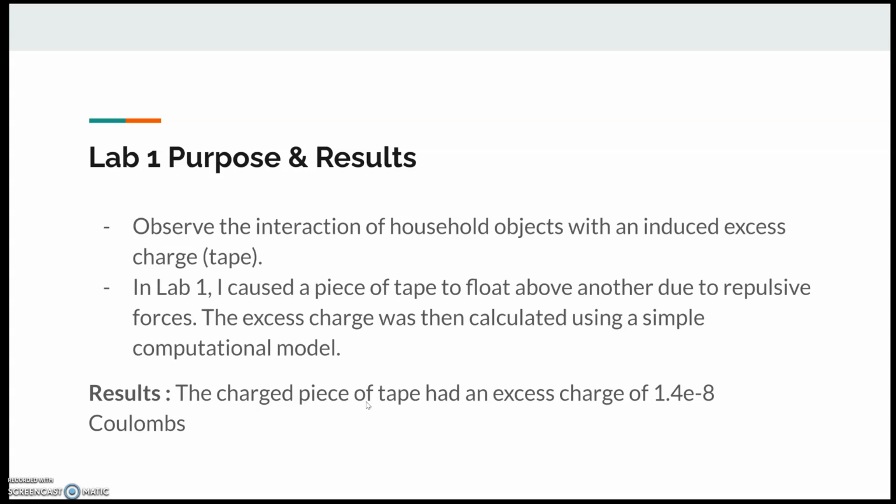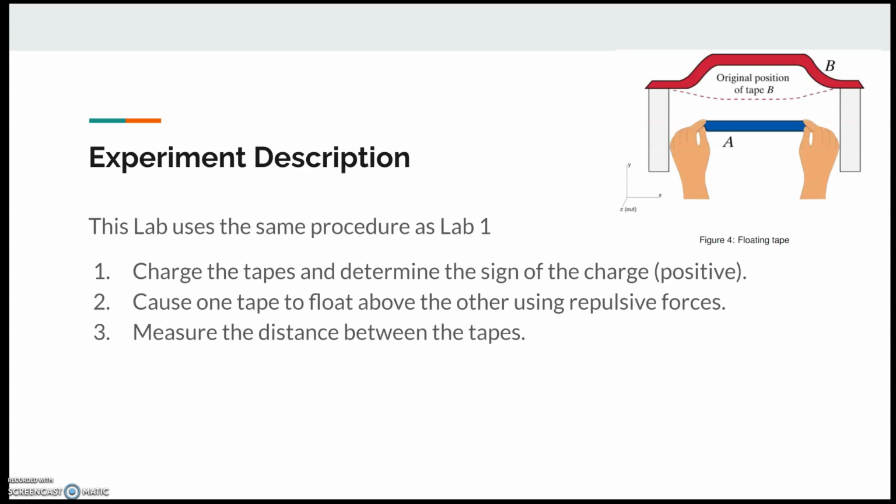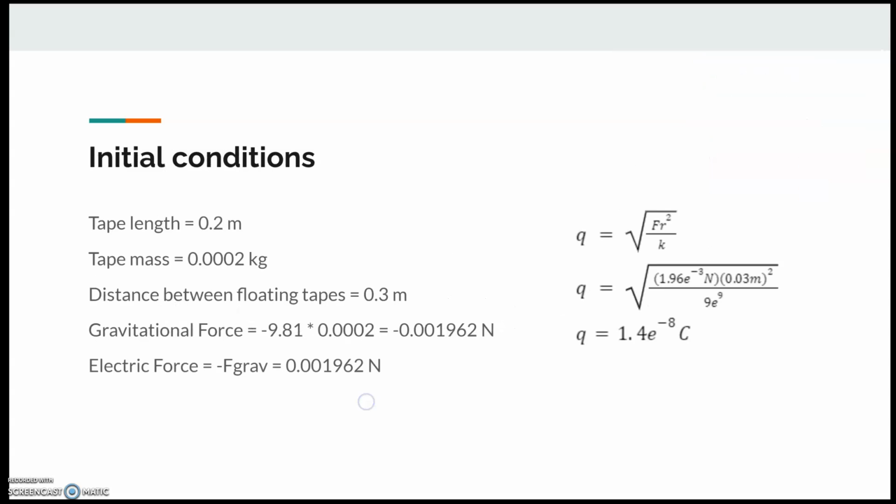So in this experiment, like I mentioned, we used the same procedure as Lab 1. In Lab 1, we observed the interaction of household objects, tape, and their ability to float above one another. And I calculated that the charge on one of those pieces of tape was 1.4 times 10 to the negative 8 coulombs. Some of the procedures from that lab were that I took the charge of those tapes and determined the sign by observing some interactions with other household objects, and I said that it was positive. Then I caused one tape to float above another using their repulsive forces and measured the distance, which I found to be 0.3 meters or 30 centimeters.